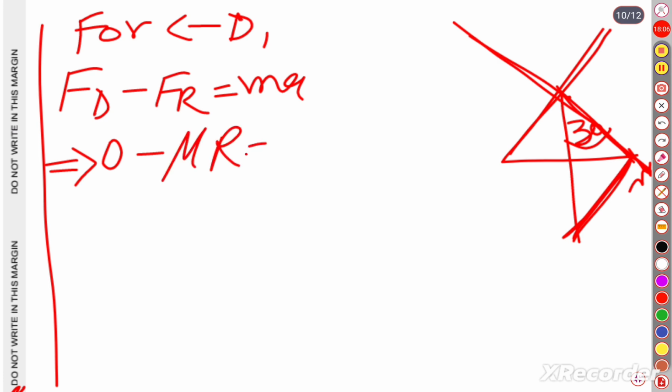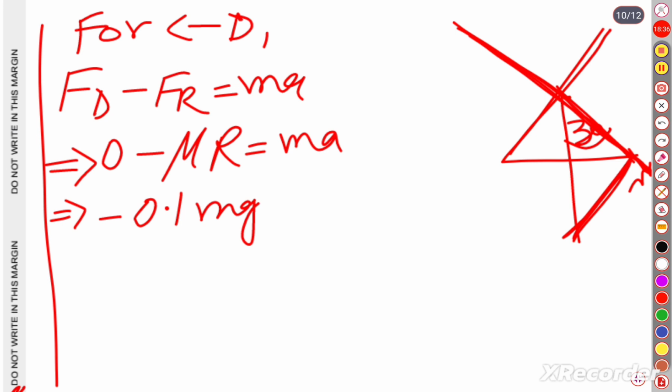Okay, mu R equals ma, equals minus mu. The value of mu is 0.1, we have already come to know, and R is the vertical force, I mean the weight contributing vertically. The normal reaction is actually in the vertical direction, so it is mg cos 30.